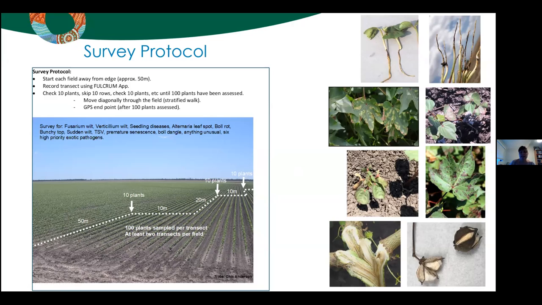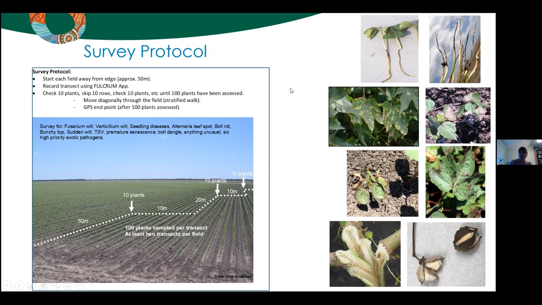So early and late season, we would venture out. We have a range of selected fields that we look at. We don't particularly look for diseased fields, but we just want to get a representation of the region that we go to, because we do travel to all the cotton growing regions across Queensland and then across the border into the border rivers into New South Wales.